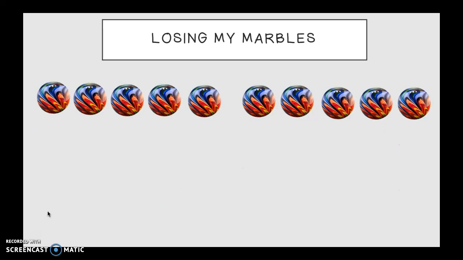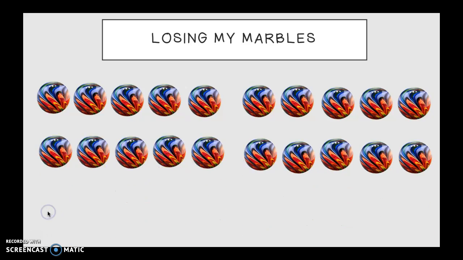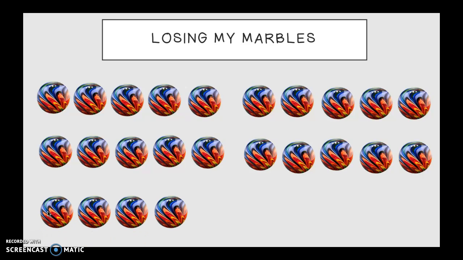There's my first group of 10. If you'll notice, they're still in 5 groups, but it's just 2 next to one another. Then I got some more and made another group of 10. And then I started to make that last row, but I just ran out. I can only have 4.